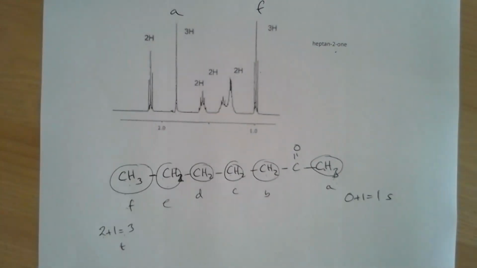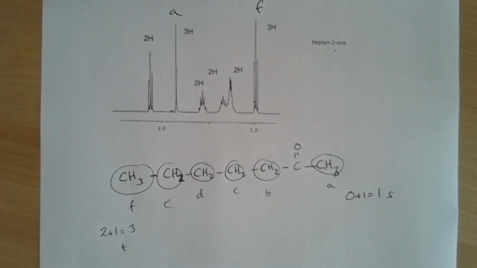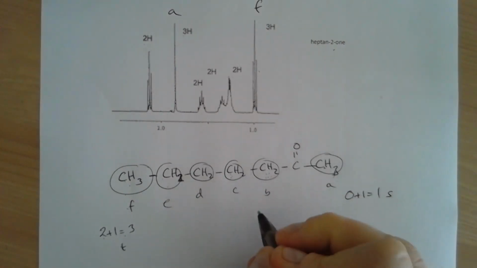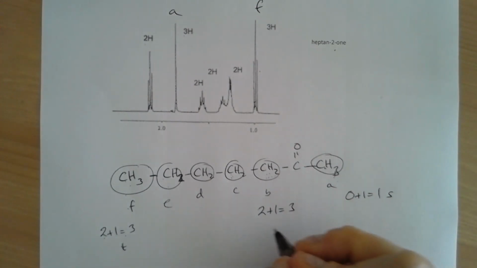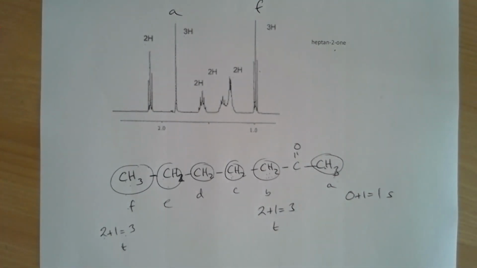So let's have a look at trying to predict the other ones. Environment B, these ones are going to be difficult because we've got carbons on both sides and we haven't really encountered that yet. But environment B has only got hydrogens on one side of it. So environment B is adjacent to environment C. There's 2 hydrogens in environment C, so 2 plus 1 equals 3, which is a triplet.